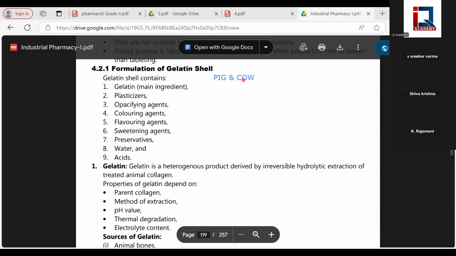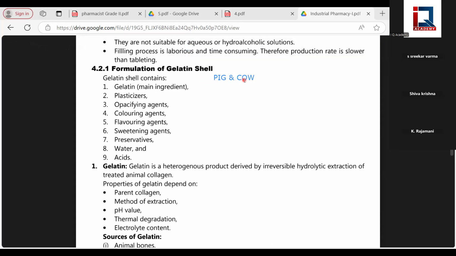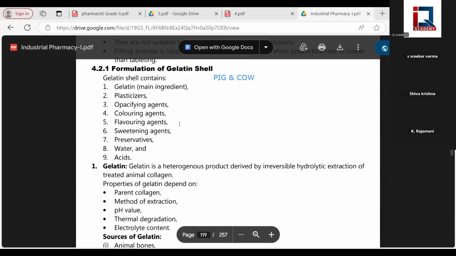We have vegetarian capsules available in the market. They are called veg caps and they are prepared using seaweeds and sodium alginate. So these are used to prepare vegetarian capsules, or I can call them veg capsules. But all other capsules which are available right now in the market are not vegetarian, right?